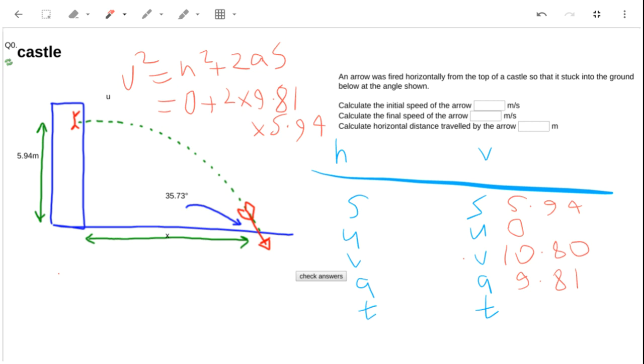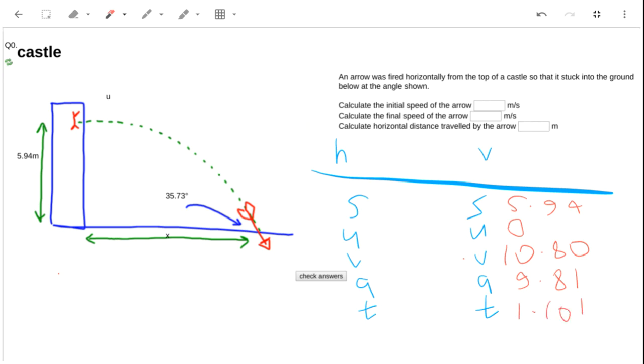And why not? Let's just get the time while we're there. There are different ways of doing this, but I suppose I could use the acceleration now, 9.81, and divide the change in velocity by the acceleration. So I'm going to do 10.8 divided by 9.81, and that gives me 1.101 seconds, which is the same for both. But the horizontal is still missing a lot.